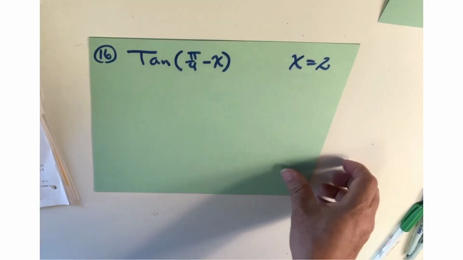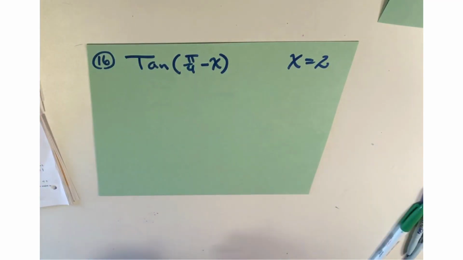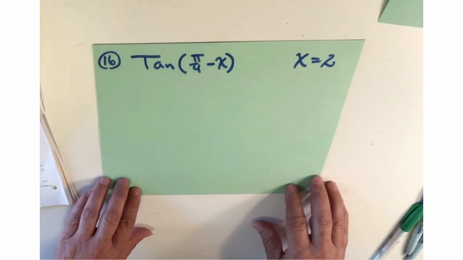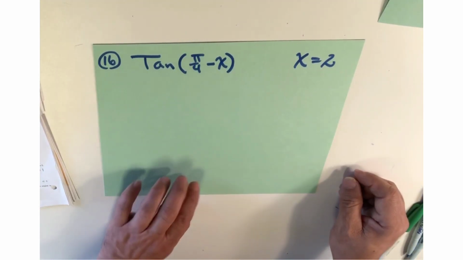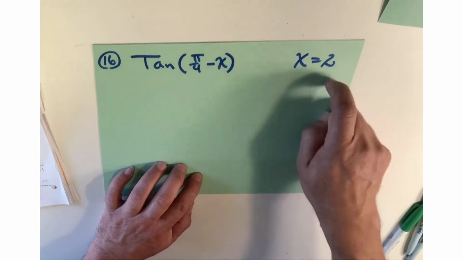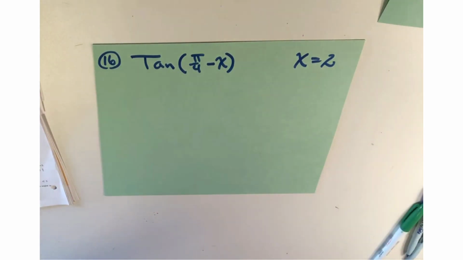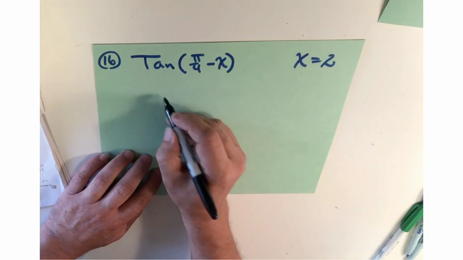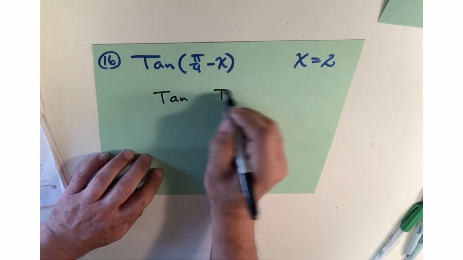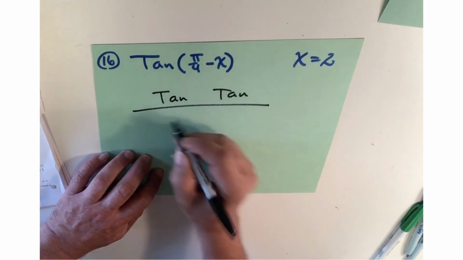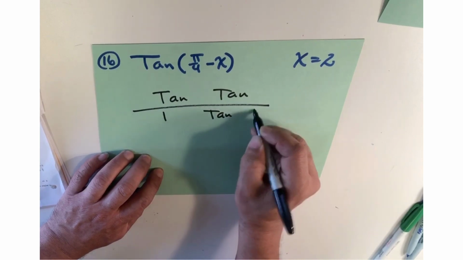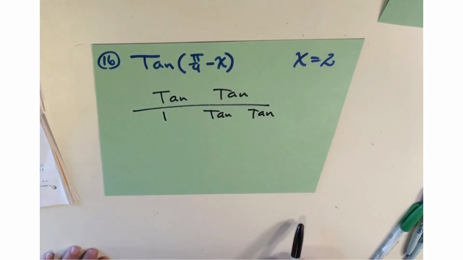Finally, we get to see a tangent. We haven't seen any tangents yet, huh? All right, so what was the song for tangent, tangent? Yep, it was tangent, tangent, 1, tangent, tangent. Okay, so let's go write that down. Let's see. Tangent, tangent, 1, tangent, tangent. There's the song.